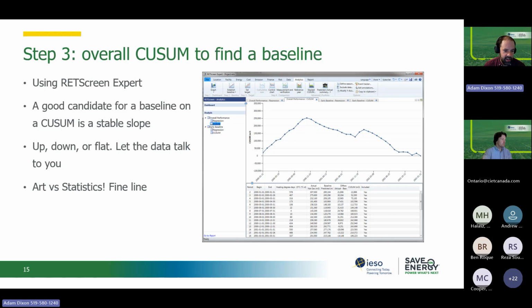A good candidate for a baseline on a Q sum is a stable slope. So now we're just going to look at a graph, and I'm going to pull up Red Screen here because it allows me to show things in a bit more detail.